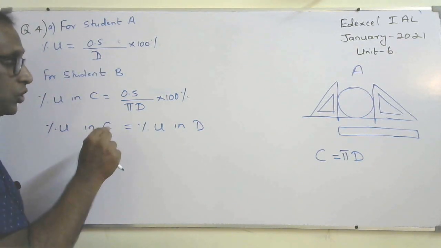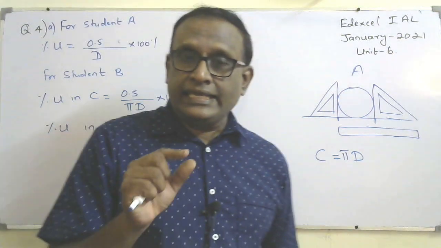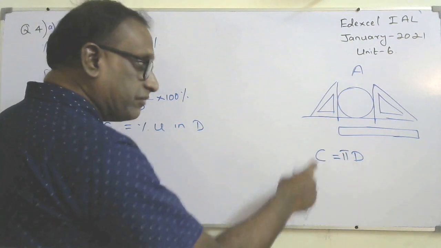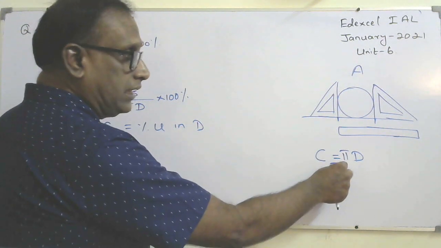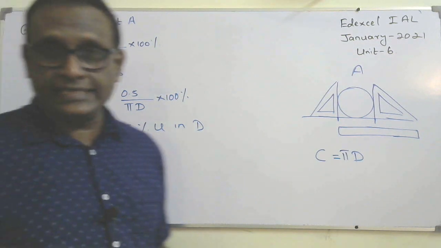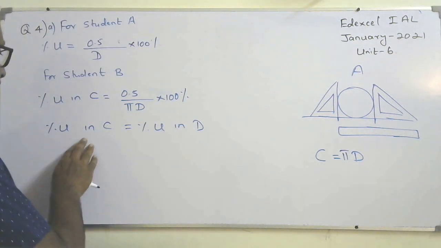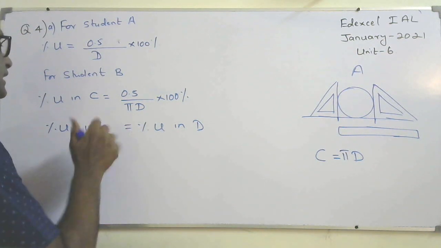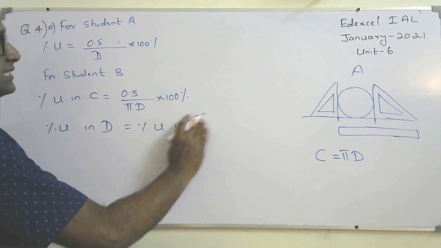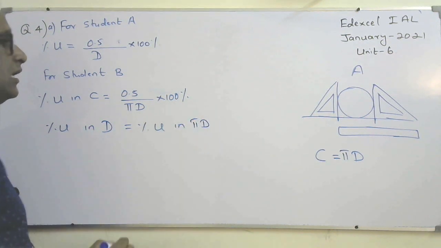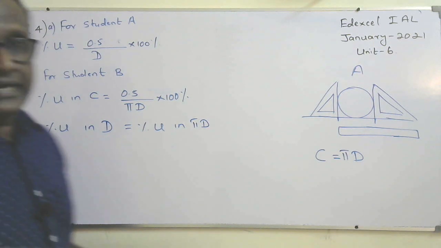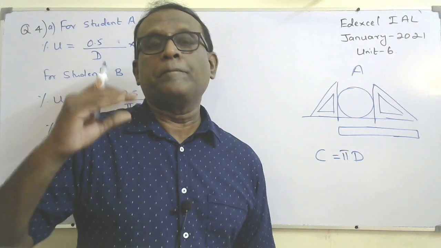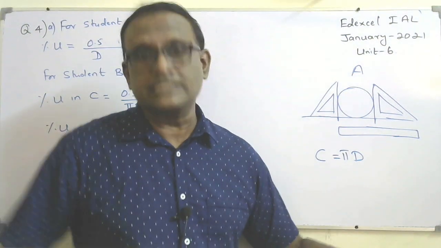But we know that finally he is going to calculate the d by dividing the value of C by pi, but when he is dividing the value of C by pi, the percentage uncertainty will not change. Therefore, percentage uncertainty in C is same as percentage uncertainty in d. So I can say percentage uncertainty in d is same as percentage uncertainty in pi d. So student B will get a smaller value. So student B will get the lowest percentage uncertainty because his measurement is larger.